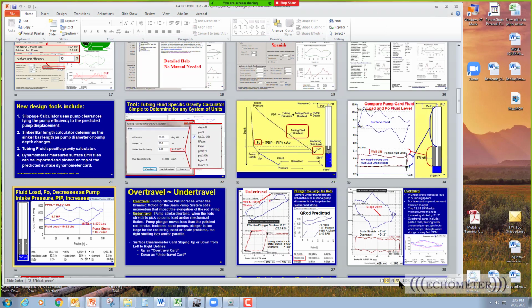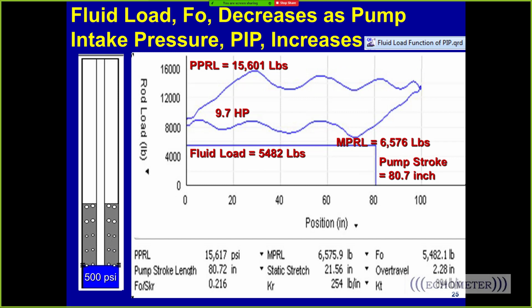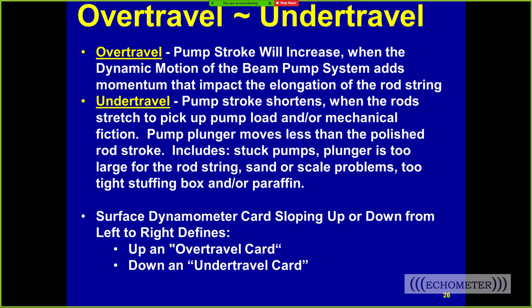All right, so now I'm going to get back to our presentation here. And we're going to talk about over travel and under travel. Now, when you pump very, very slow, then the surface stroke and the pump stroke are related. The pump stroke is shorter than the surface stroke by F over SKR, and all that changes the pump stroke length is just the stretch. But as you pump faster, the dynamics of the system cause the pump stroke to lengthen, get longer. We call that over travel.